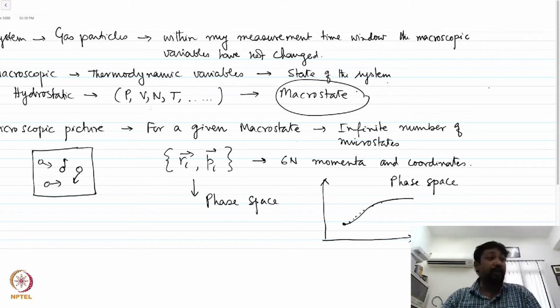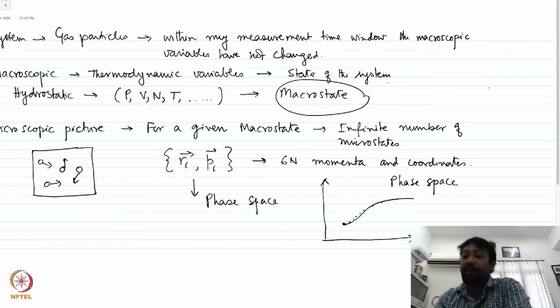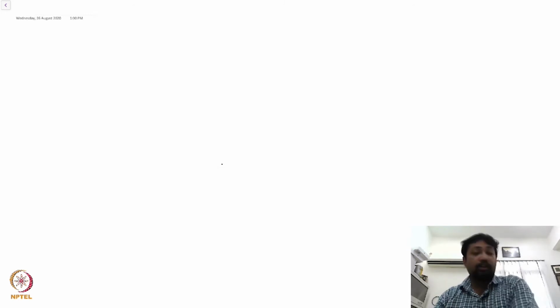Therefore, for a given macrostate, it always corresponds to an infinite number of microstates. Now, this is a particular example where your degrees of freedom, or your microstates, can take continuous values, because Ri and Pi can take continuous values on the real line. We can even consider a discrete system.